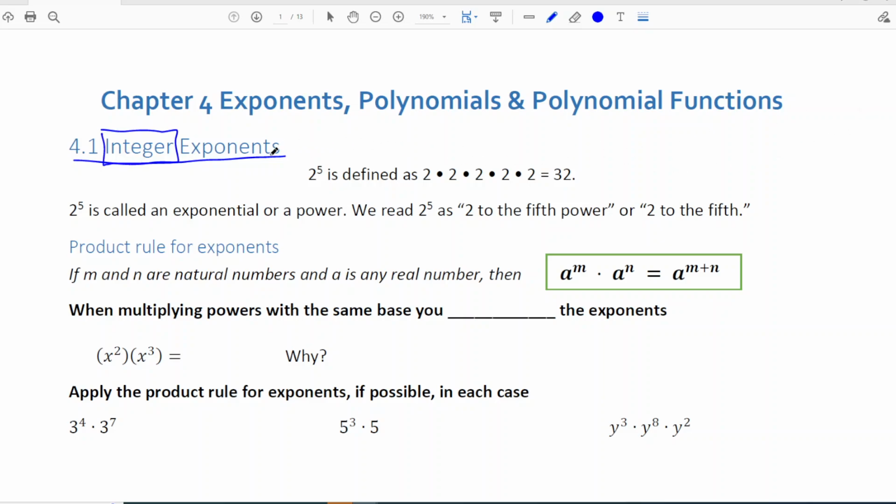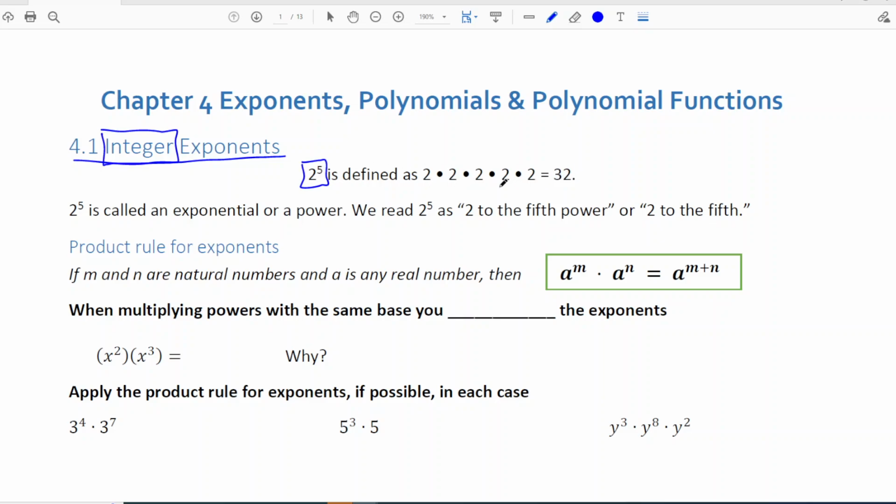So first of all, everybody should know that an exponent is the upper part here. The whole thing is actually called a power or an exponential. So if you have 2 with an exponent of 5, we can read this as 2 to the 5th power, 2 to the exponent 5, 2 to the 5th. But what it means is that 2 is being multiplied by itself 5 times.